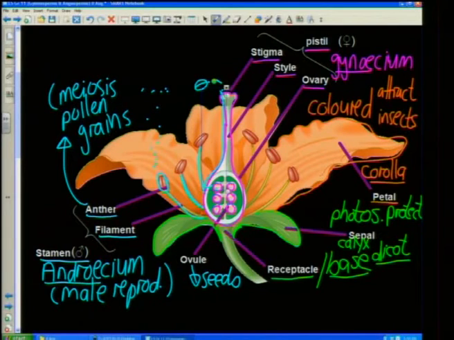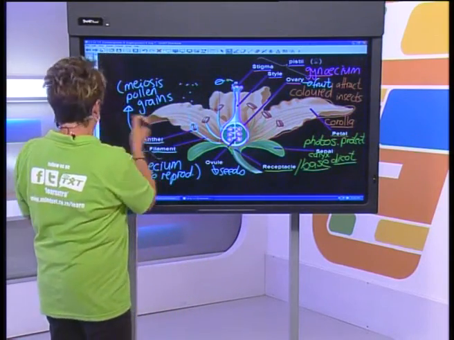The whole ovary is going to turn into a fruit. And then all these petals and sepals and stigma and style will fall off because they've done their function. What's going to grow out of this flower now is, for example, an apple or a pear, or the fruit that you eat. It can either be an edible fruit or a dry fruit like a bean or a pea pod. So when you eat fruit, you're actually looking at the ovary that was inside the flower of the plant.